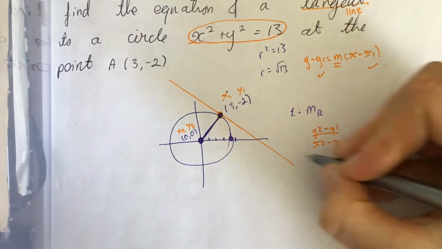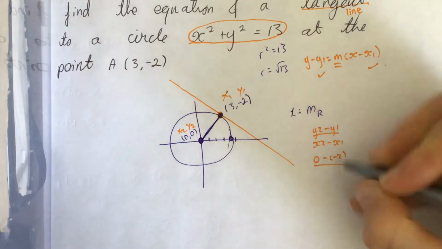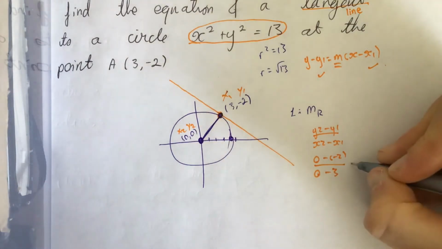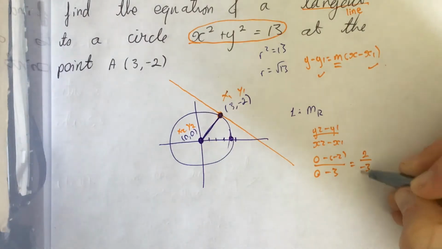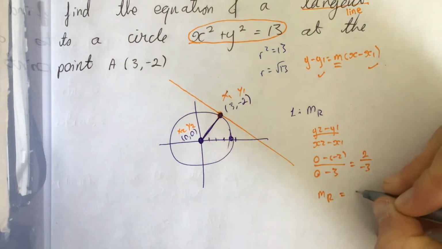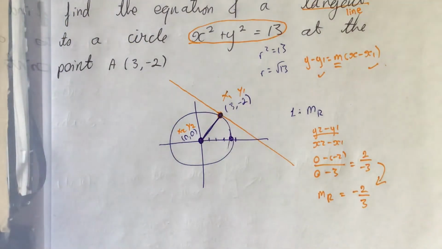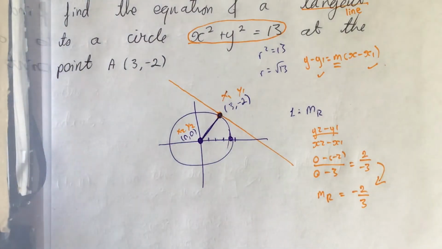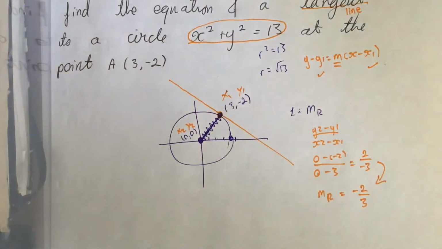So this would be y2 which is 0 minus y1 which is minus 2, over x2 which is 0 minus x1 which is 3. So this would go to 2 over minus 3. Now we don't usually have a minus underneath, so the slope of the radius equals minus 2 over 3. And these both mean the same thing. We just tend to either have the minus sign with the 2 or the minus sign in front. So that's step 1. We now have the slope of this line here.